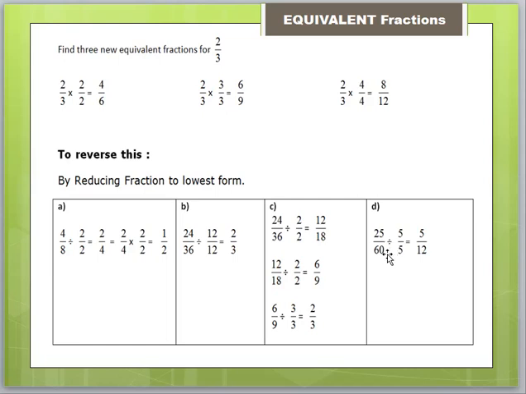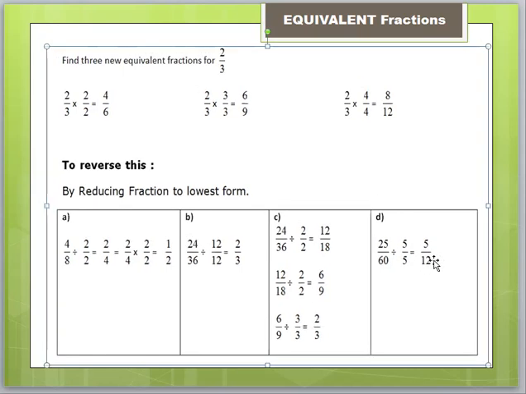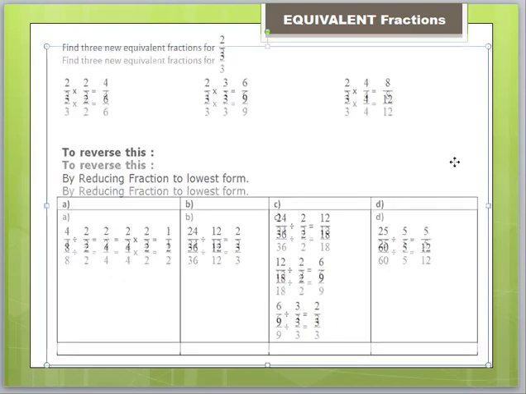Last, 25 upon 16, I have intentionally taken this higher number so that we can understand. So as you see, there is a 5, that means this number can be divided by 5. So 5 and 0 is there, so both will be divided by 5. So 5 5s are 25 and 5 12s are 60. So this cannot be further divided. This is the lowest form we got, 5 upon 12.